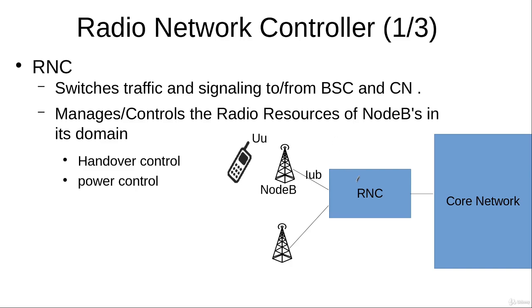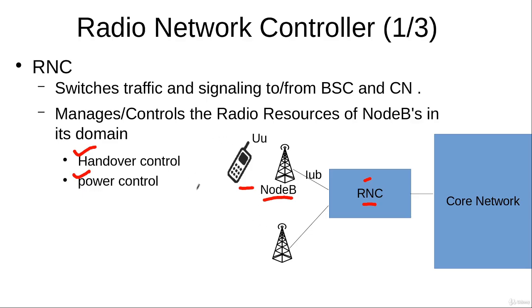Now, based upon this measurement report, the radio network controller decides about the handover and the power control. For example, if this user equipment enters the coverage area of this node B, then the radio network controller comes to know that this user equipment has entered the coverage area of this node B, because the power that it is receiving from this node B increases from the power that this user equipment is receiving from this node B. So then the radio network controller issues the handover command to this user equipment, and this user equipment makes handover to this node B.